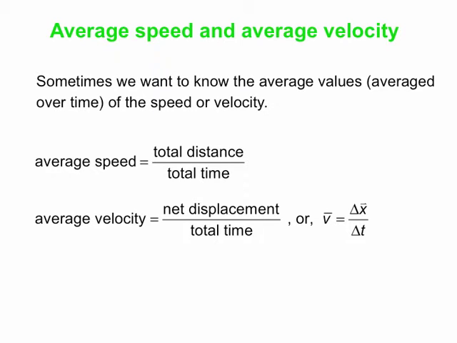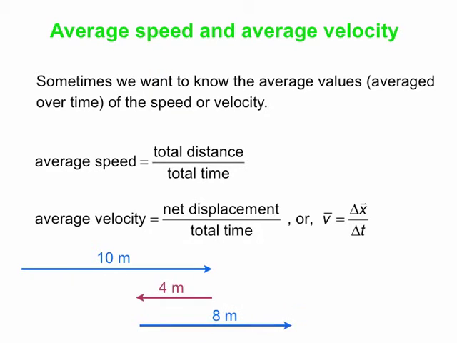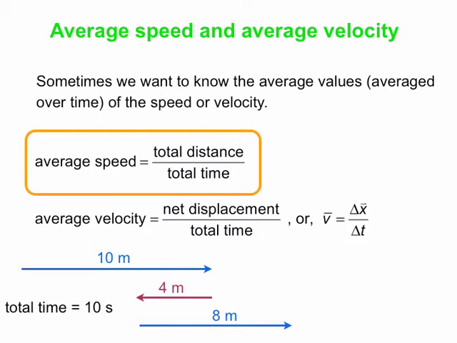So let's do an example. Let's say you move 10 meters to your right, and then 4 meters to the left, and then 8 meters back to the right. You did that in a total time of 10 seconds. So, what's your average speed?